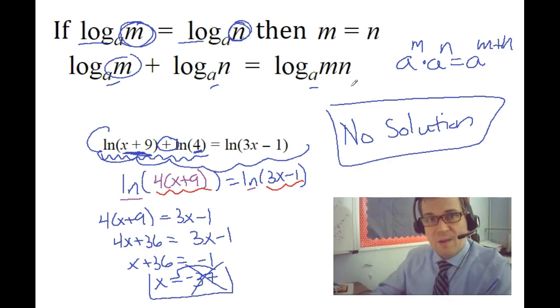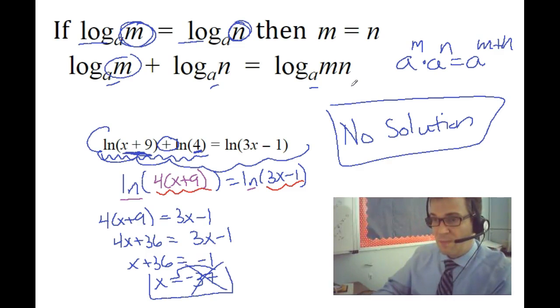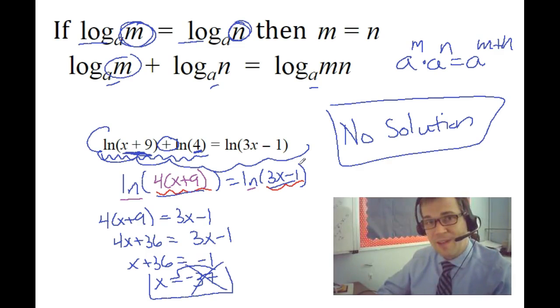This may seem like a lot of work, but basically we're just condensing. So if you can keep in mind that addition turns into multiplication, then that'll be helpful. And then because there's just one log on both sides, we can simply set these equal and go from there. So hopefully it's not too bad. Good luck.